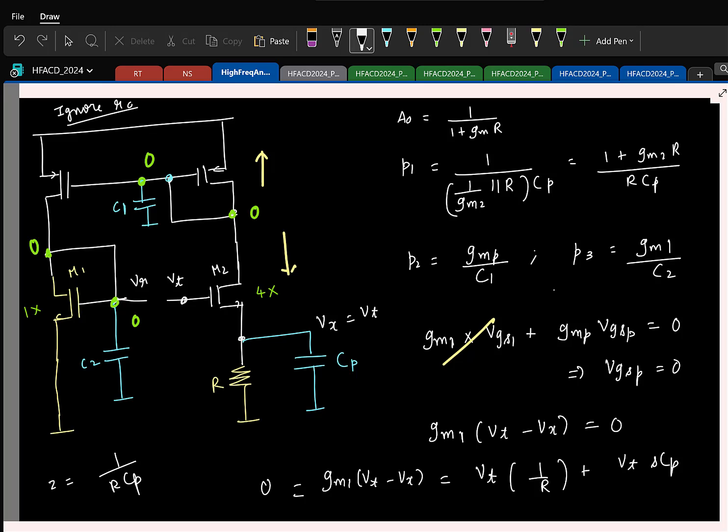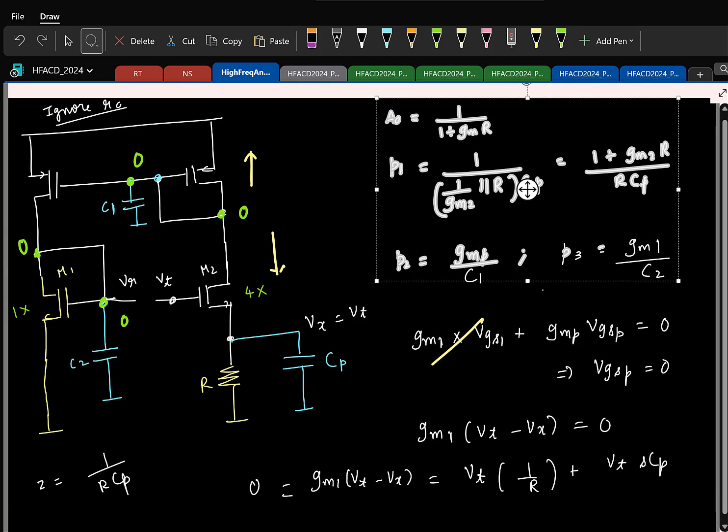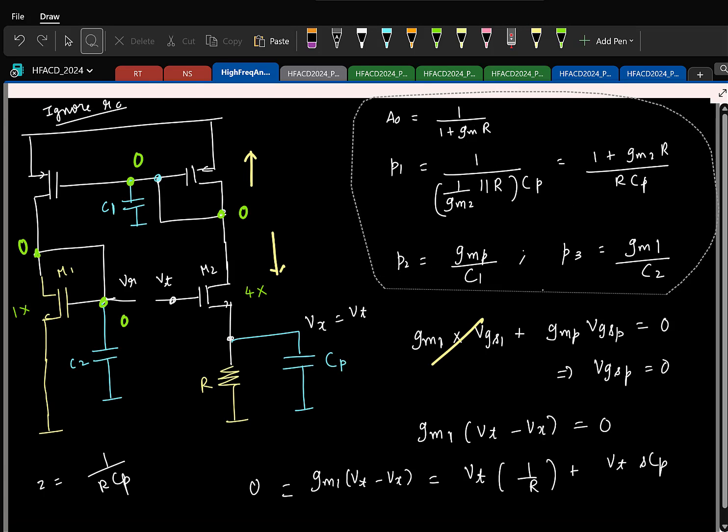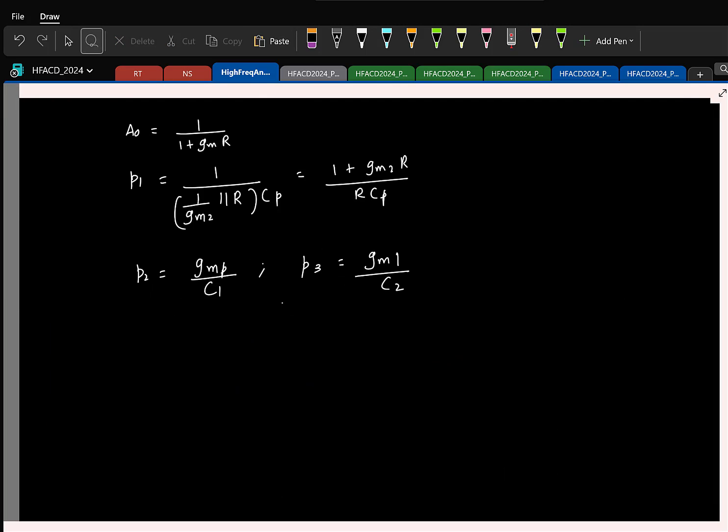Just another example. Again, the idea is you start by considering the output in the Laplace domain to be 0, then apply KCL and you will get it finally. So these are the poles and zeros. This is the circuit, so I don't need to redraw it. We have an additional zero at 1 by RCP.